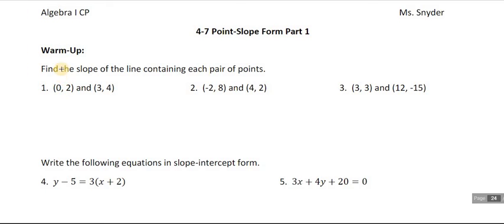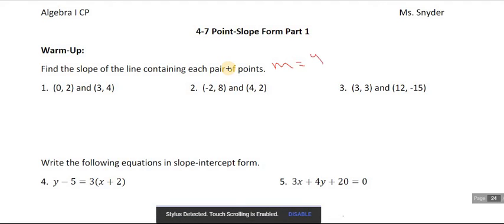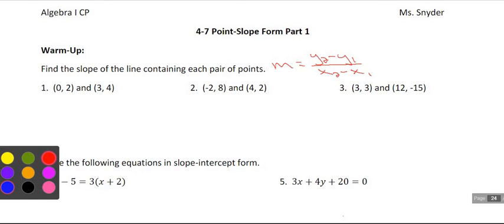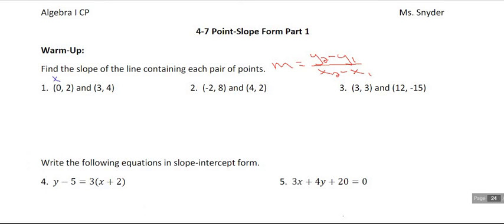The first 3 ask to find the slope of the line containing each pair of points. So for these 3 problems, we need to use our slope formula, which would be m equals y2 minus y1 over x2 minus x1. Please make sure that you label your ordered pairs: x of my first, y of my first, x of my second, y of my second, so that you're able to very easily substitute into your formula.